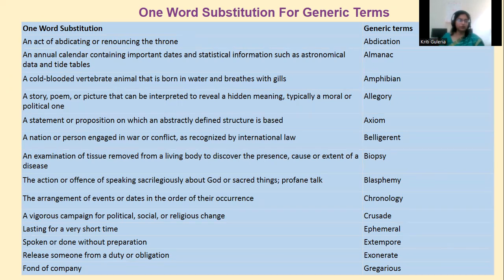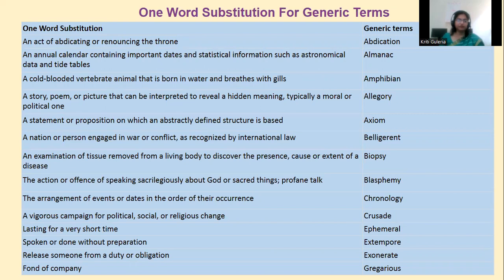Something which is lasting for a very short time. So that is used as ephemeral, something which lasts for a very short time. Next, spoken or done without preparation. So we call it extempore, when we speak out on the spot without any preparation, without any idea. Next is release someone from duty or obligation. It is referred to as exonerate.